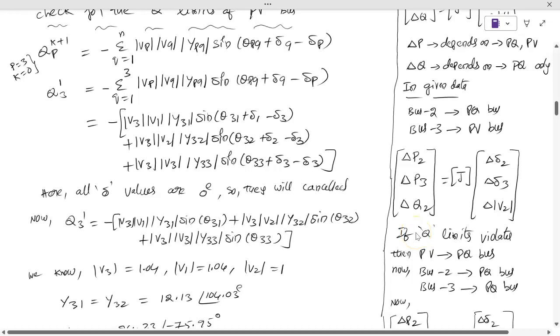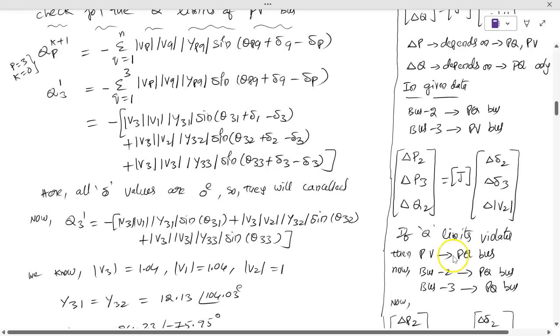So for the PV bus, that means the third bus, we are calculating the Q value. After calculating the Q value for the third bus, that PV bus will be treated as a PQ bus when limits are violated. When the calculated Q value is not within the limits, then that particular third bus, the PV bus where you have calculated the Q value, will be treated as a PQ bus because the limits are violated.